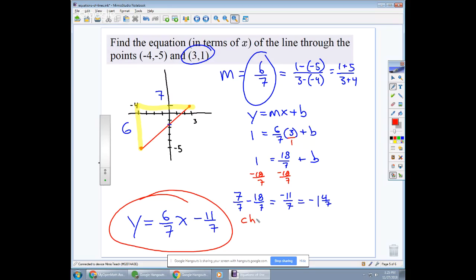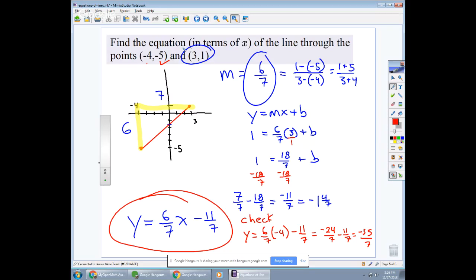Just going to do a quick check here. So if I take 6/7 and multiply by -4, and then I subtract 11/7, what do I get? Let's see, 4 times 6 is 24, so that'd be -24/7 minus 11/7. -24 minus 11 is -35, and 7 goes into -35 5 times. So yeah, hey, that looks pretty good.